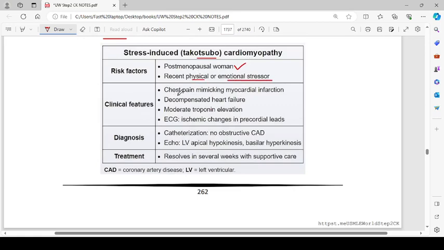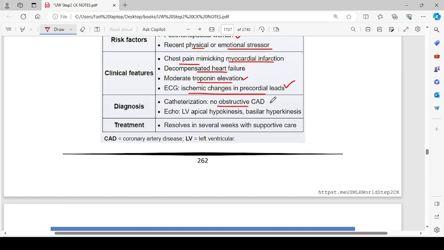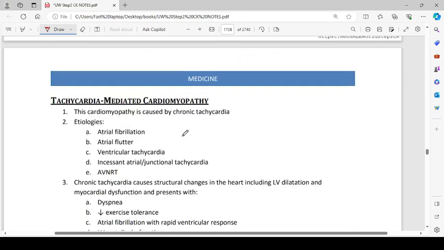The clinical features include chest pain mimicking myocardial infarction, decompensated heart failure, moderate troponin elevation, and ECG ischemic changes in the precordial leads. The diagnosis is by catheterization showing no obstructive coronary artery disease, and on echo you will find left ventricular apical hypokinesis and basilar hyperkinesis. Treatment: it resolves in several weeks with supportive care.